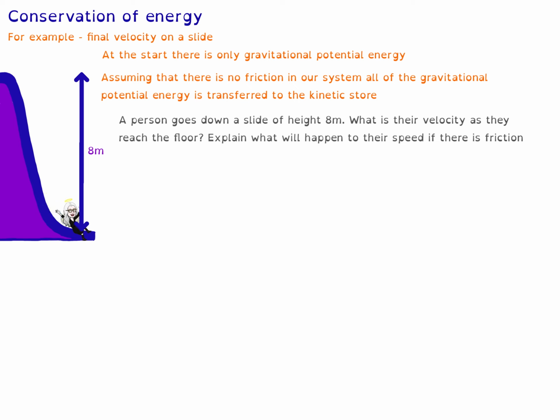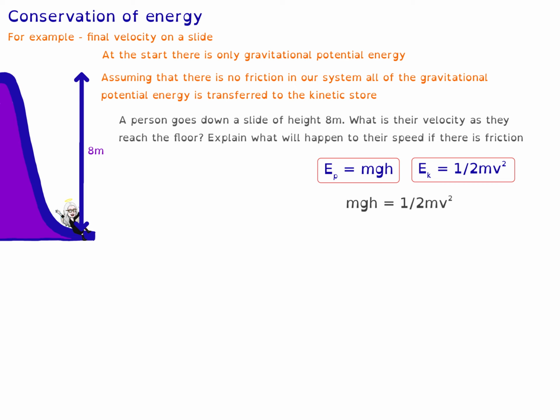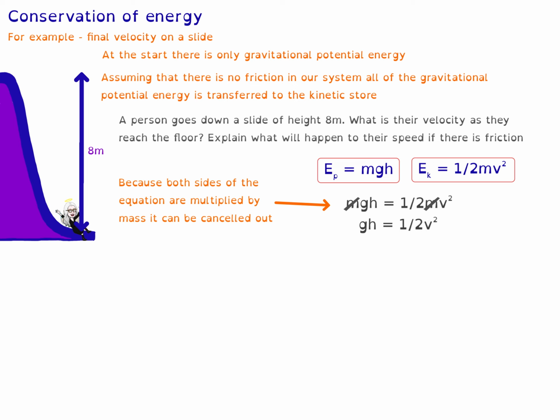So first we have to make our expression. We know that all of our gravitational potential energy goes into our kinetic energy store, so that gives us our expression of mgh equals a half mv squared. Mass is on both sides of the equation, so this can be cancelled out, and that gives us our new expression of gh equals a half v squared. We can now calculate the velocity without needing a value for the mass.